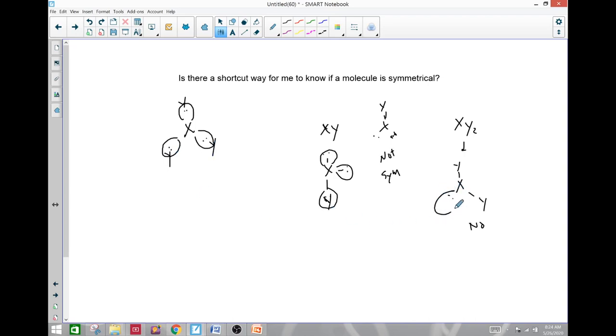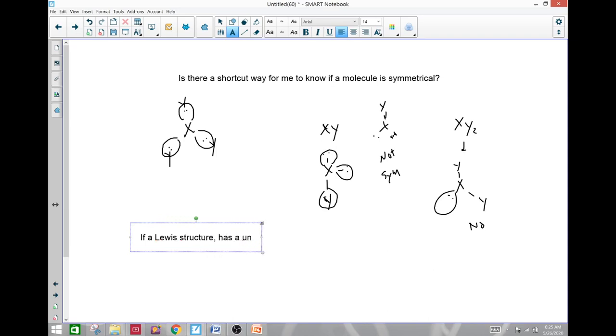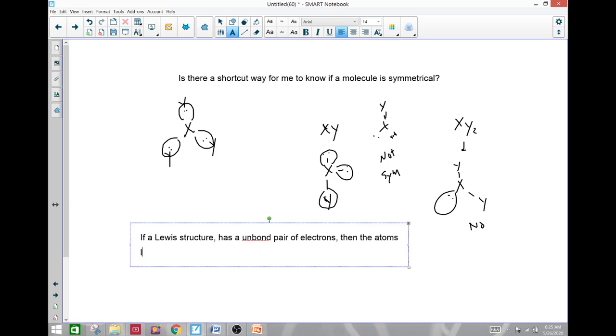So here's the key, okay? It's a shortcut that doesn't work in a couple of examples, but those examples aren't that common. So if a Lewis structure has an unbonded pair of electrons, then the atom likely is not symmetric.